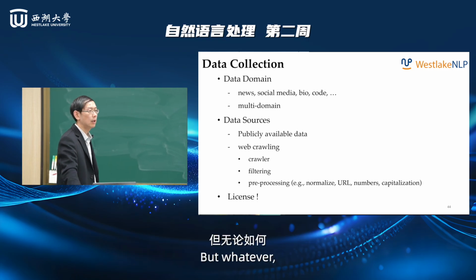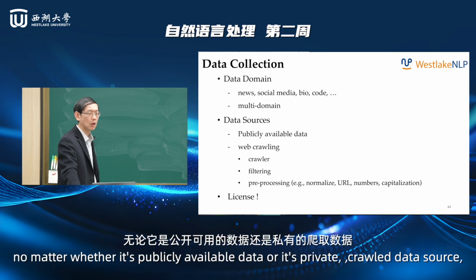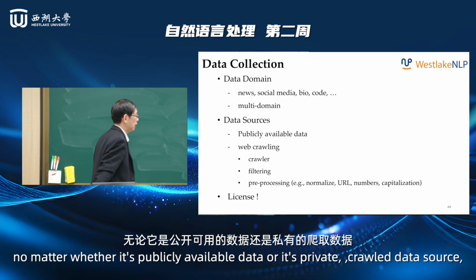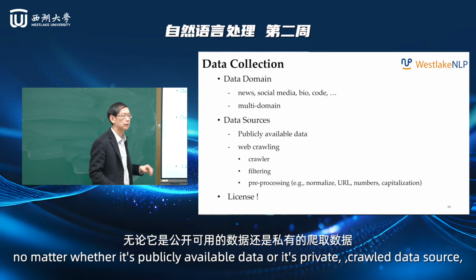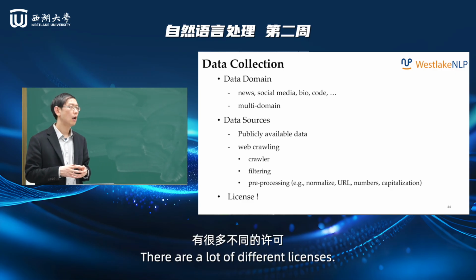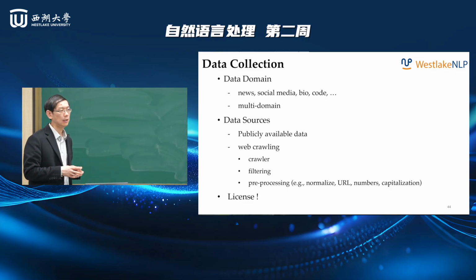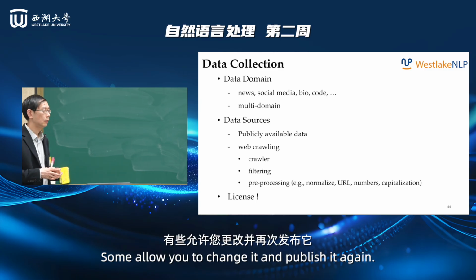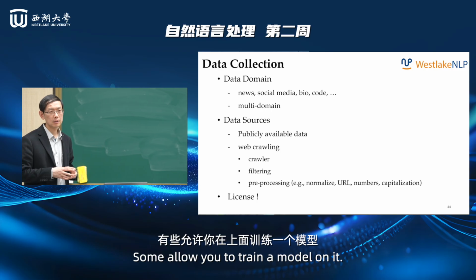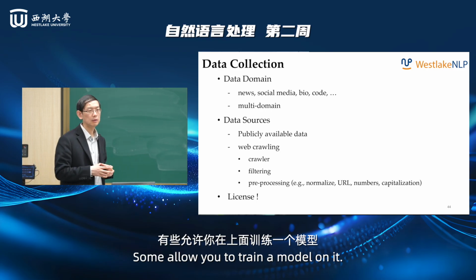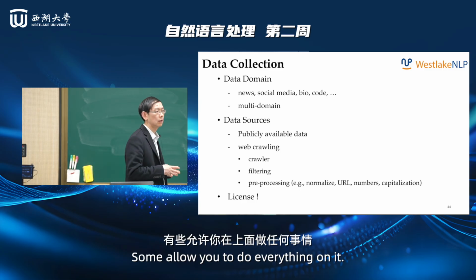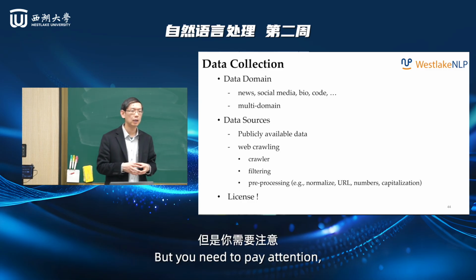But no matter whether it's publicly available data or private, crawled data, you must first check the license. There are a lot of different licenses. Some allow you to change it and publish it again. Some allow you to train a model on it. Some allow you to do everything on it, but you need to pay attention.